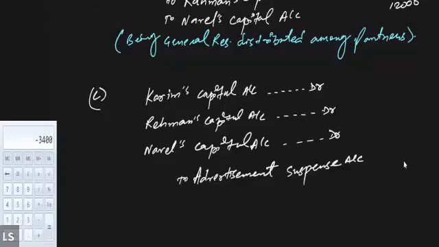So this 5,000 is distributed among all of them. Kareem is obviously going to get the larger share since he has the majority share in the partnership. And then Rahman is going to get 5,000 into 3 by 10, that means 1,500. And Naval, 1,000.